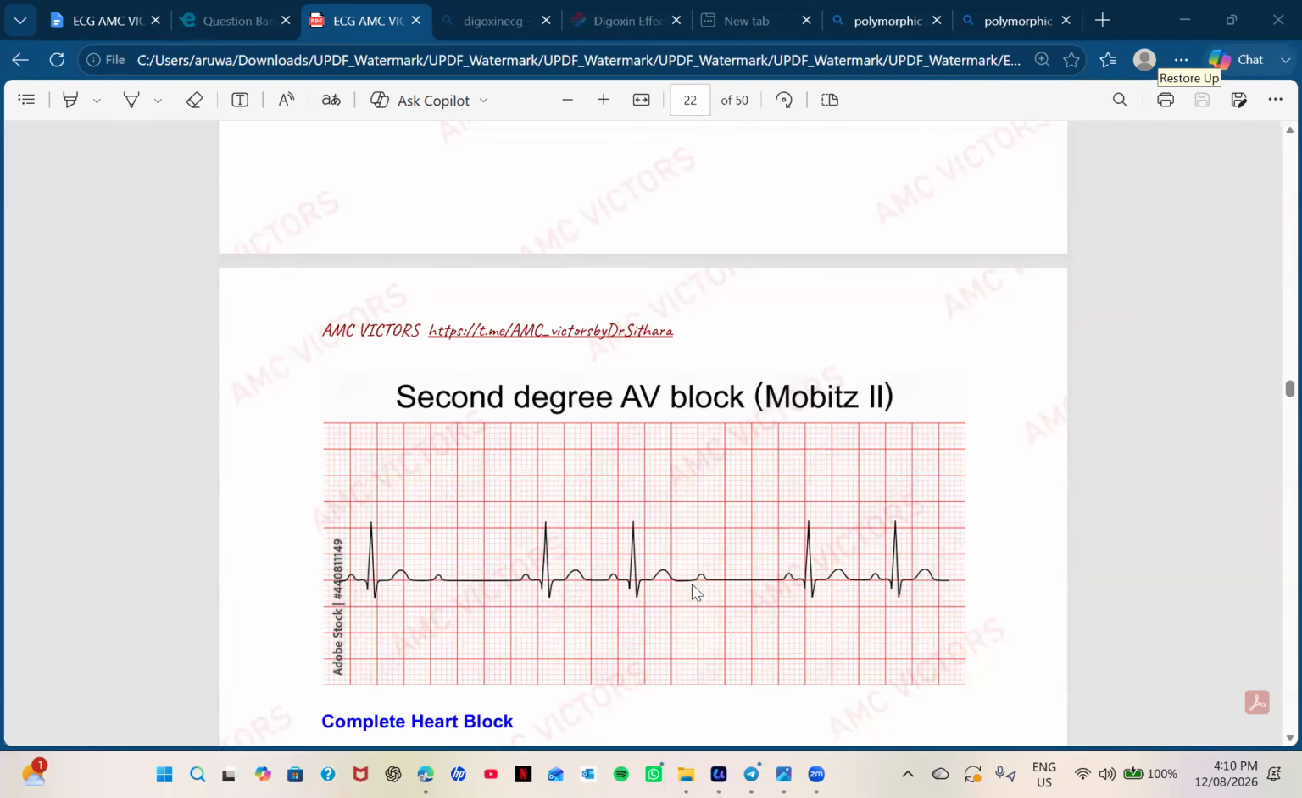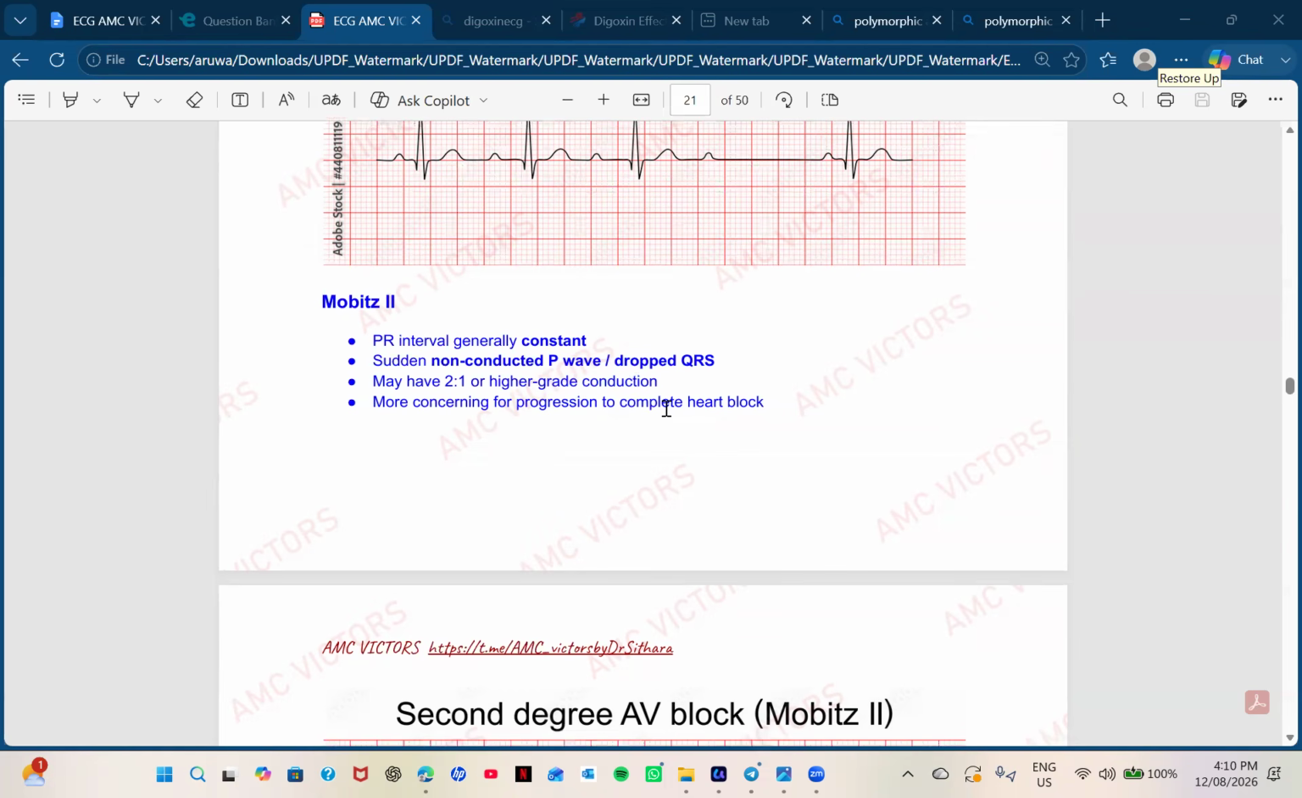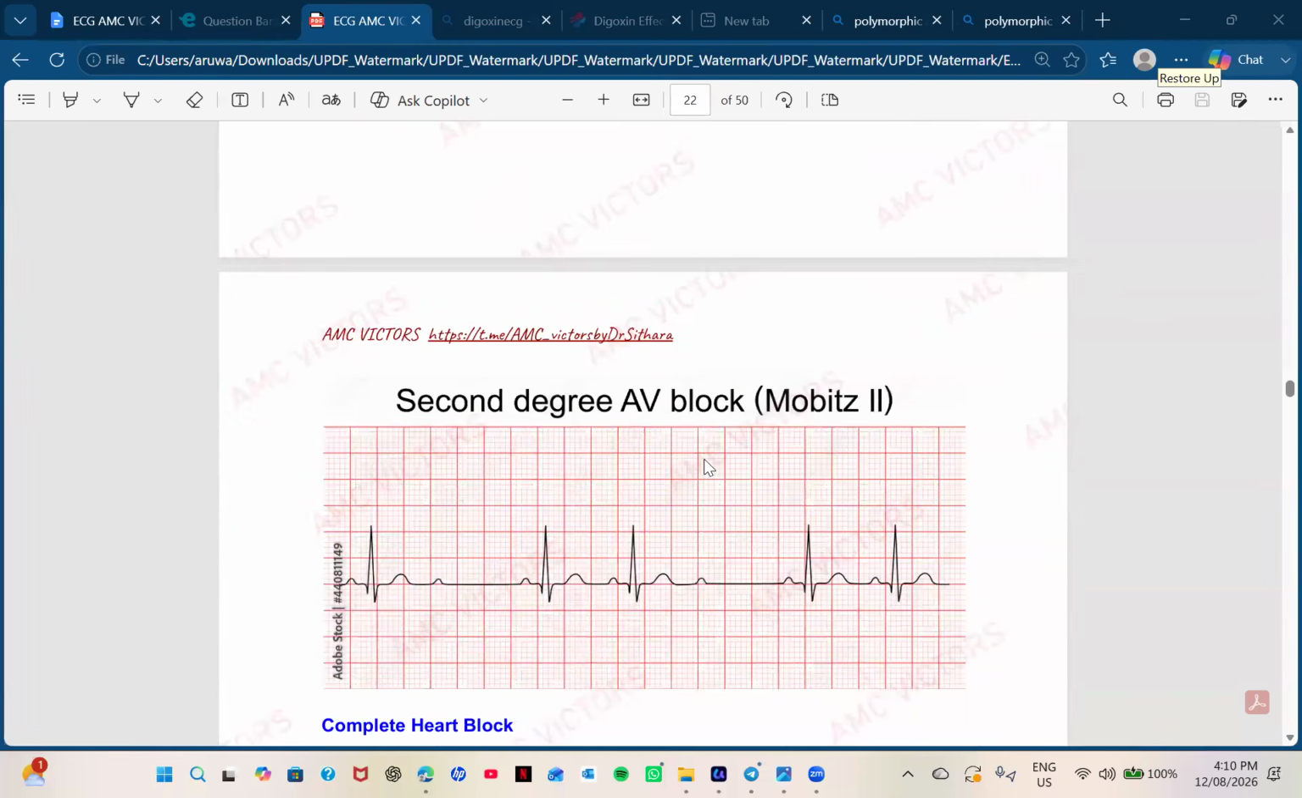The QRS is dropping here. But here the PR lengths before the drops are all equal. Can you see all are equal? There's no difference, right? There's no lengthening. Each PR is equal till the drop, right? That's what we call PR interval generally constant. A sudden non-conducted P wave drops the QRS, then may have 2 to 1 or higher grade conduction, right? We all know what the 2 to 1 means.